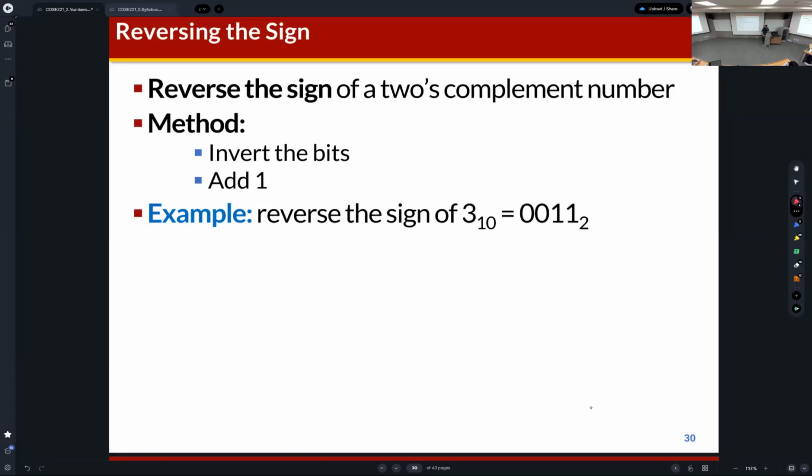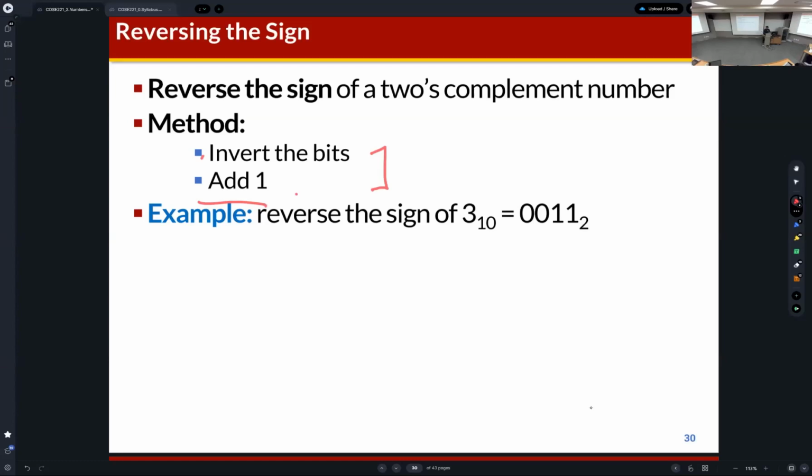Now, how can we convert the plus sign to the minus sign? If we use the sign and magnitude number, then we can just change the MSB. Then it's very simple. Then how can we represent the minus number? So this is the method. Invert all the bits and add 1.